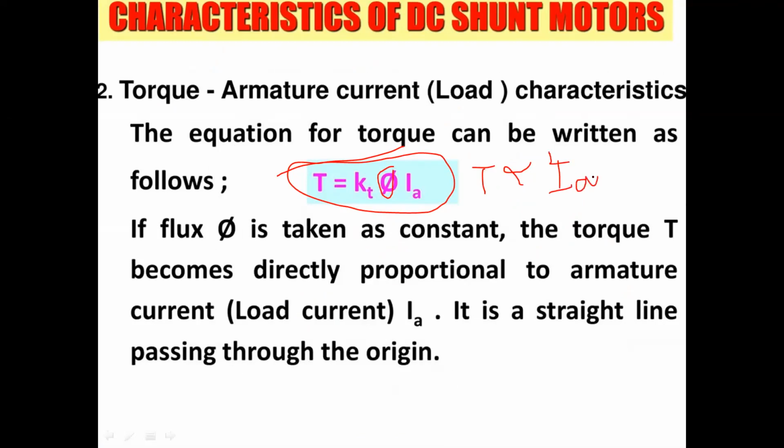In the shunt motor, flux is constant. So therefore torque is proportional to armature current, which gives the linear characteristics: a straight line passing through the origin.